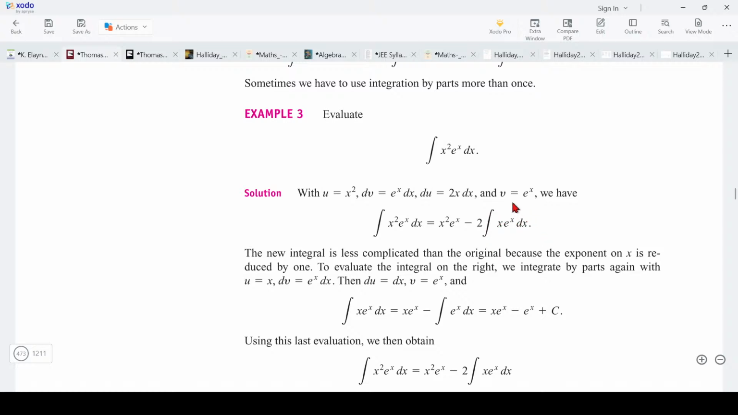One more iteration of this. Just try using the same iteration. X square has become x. Just try to evaluate this integral using the same iteration.